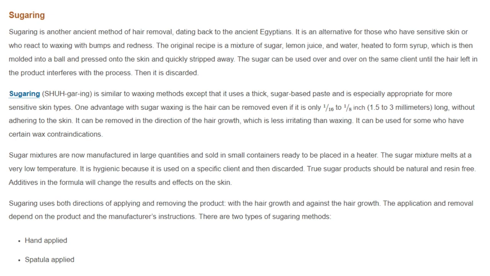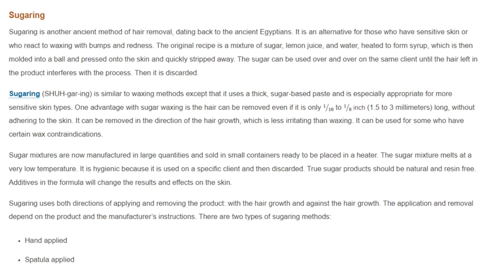Sugaring is similar to waxing methods except that it uses a thick, sugar-based paste and is especially appropriate for more sensitive skin types. One advantage with sugar waxing is the hair can be removed even if it is only 1/16 to 1/8 inch, 1.5 to 3 millimeters, long without adhering to the skin. It can be removed in the direction of the hair growth, which is less irritating than waxing. It can be used for some who have certain wax contraindications.